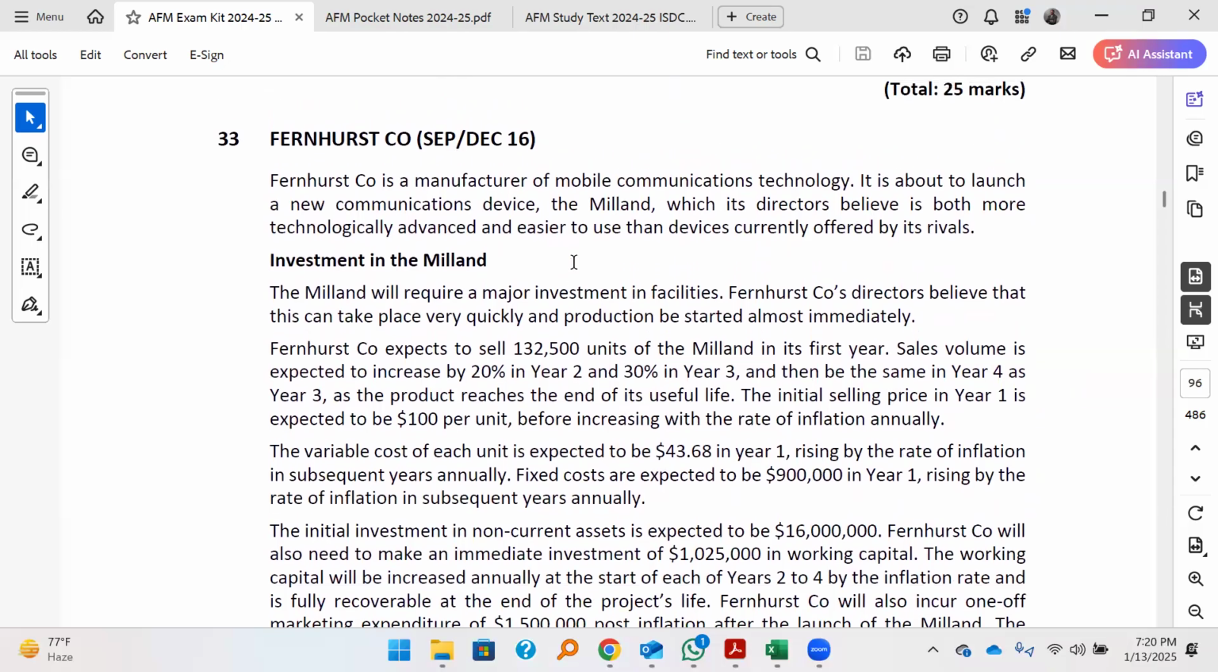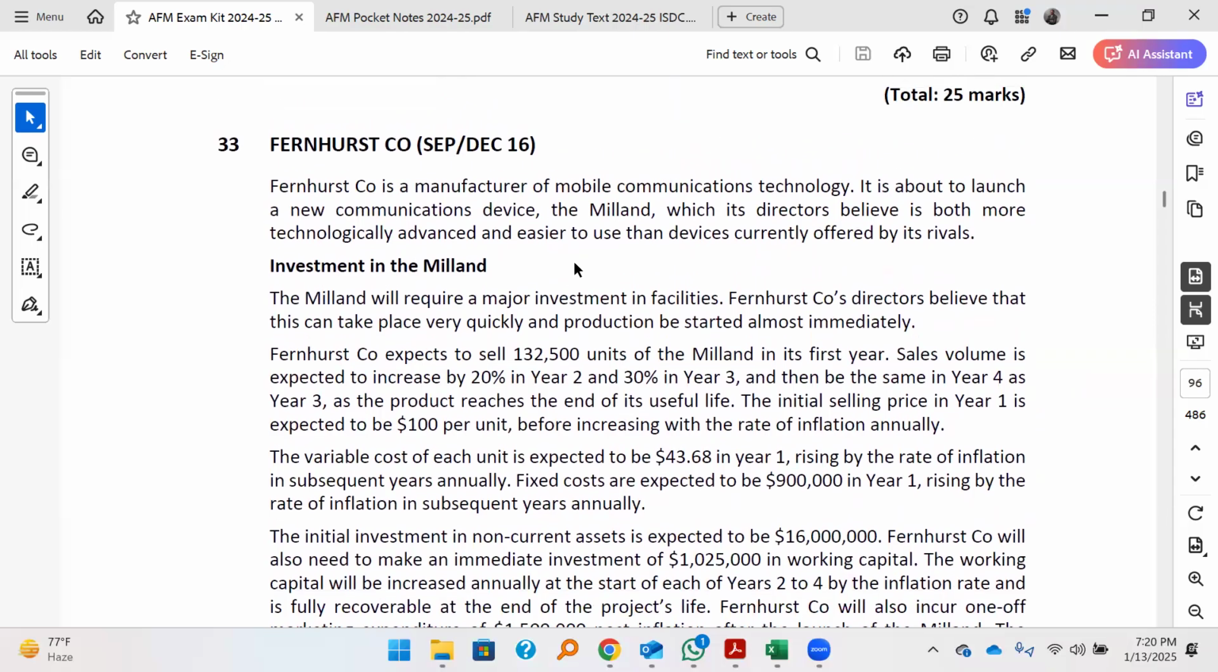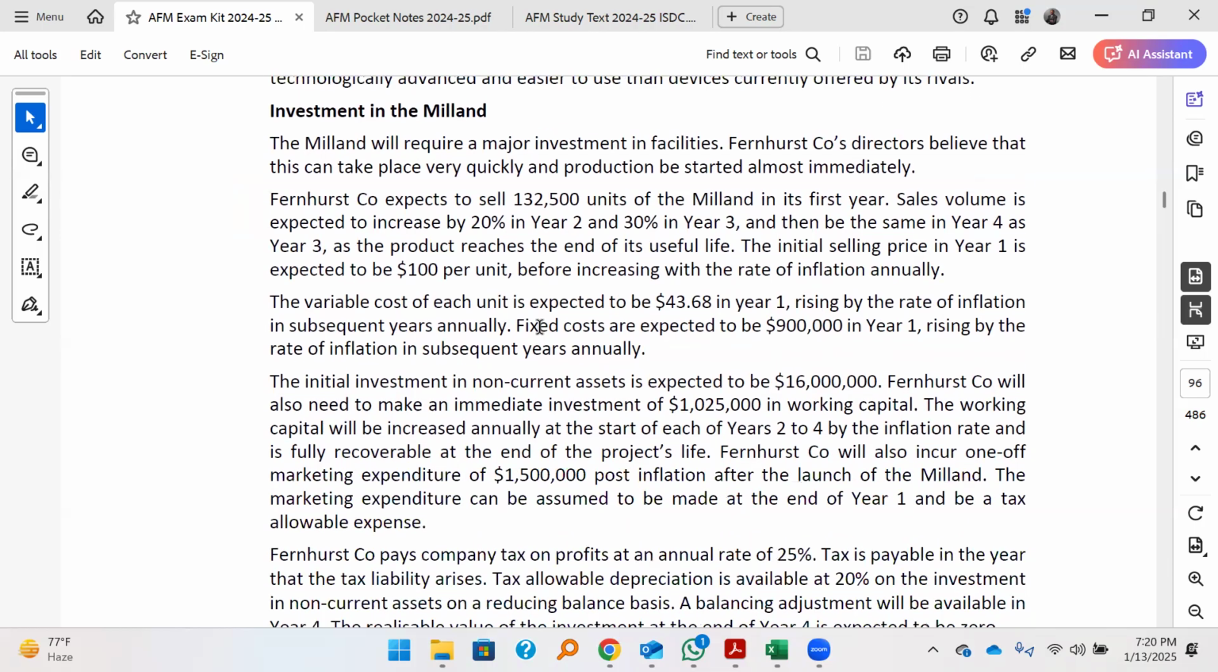So they're saying that Fernhurst is a manufacturer of mobile communications technology, about to launch a new communications device, the Mirand. Directors believe it is both more technologically advanced and easier to use than devices currently offered by the rivals. That's where we start from. Of course, if you're going to answer this question, you know that everything they give you might be important, and therefore, now that we saw the question, we see that this might also come in handy as we go. But of course, we can proceed.